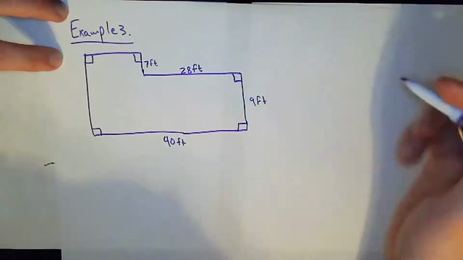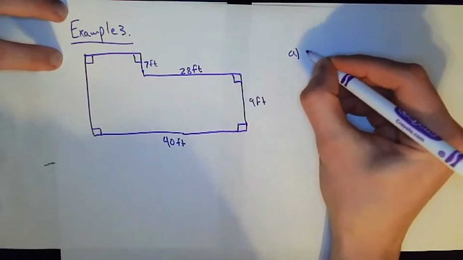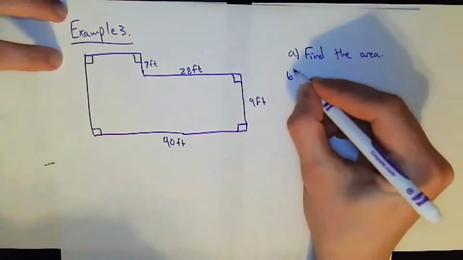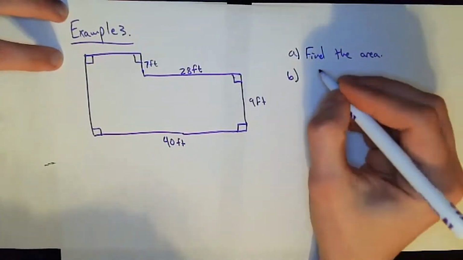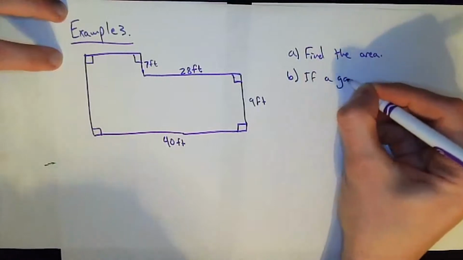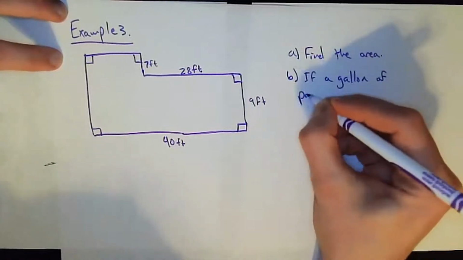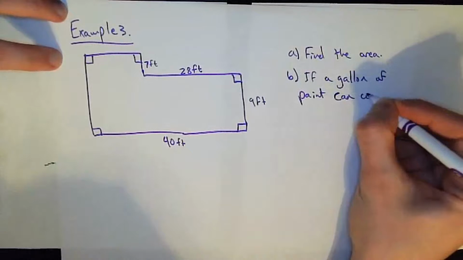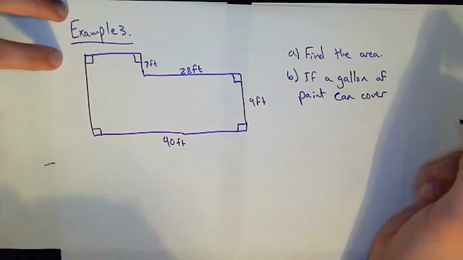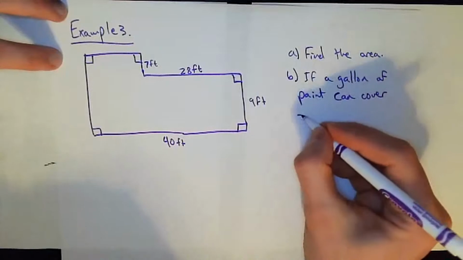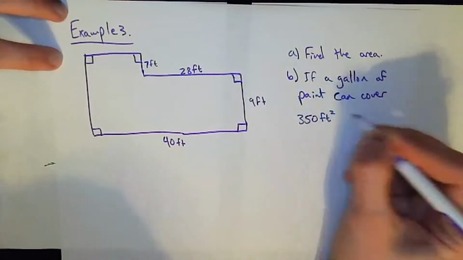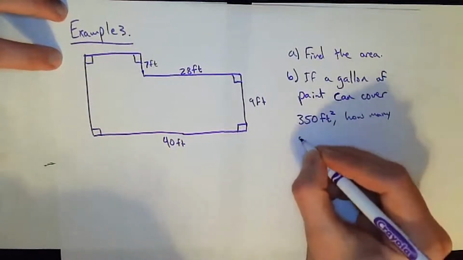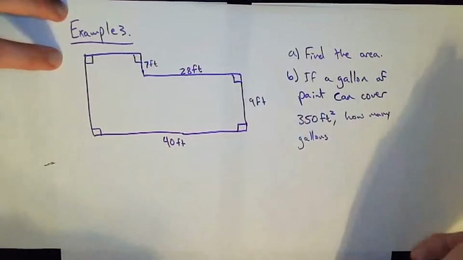So these are measurements that we have, and let's say part A, find the area. In part B, here's a good question. If you've ever bought paint, it'll tell you how much is in there by square footage. So let's say a gallon of paint can cover 350 feet squared. How many gallons will you need to buy if you're going to paint this floor?